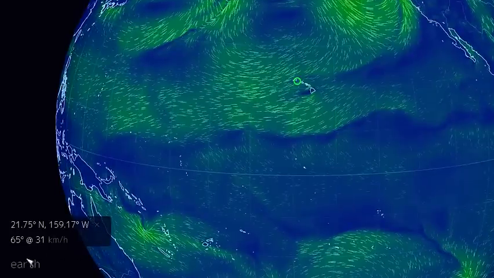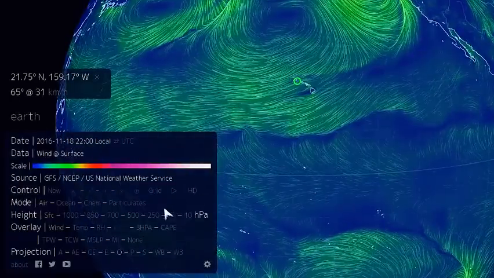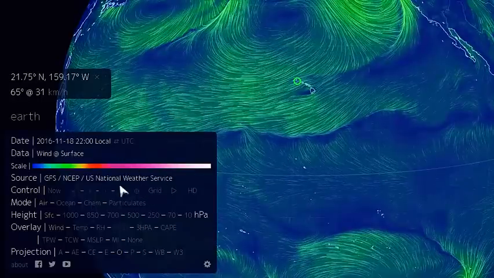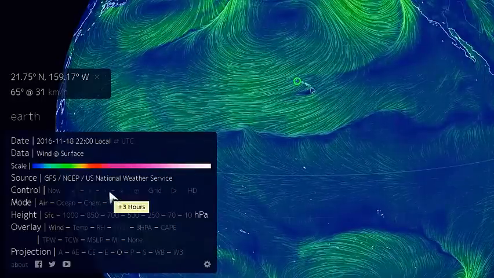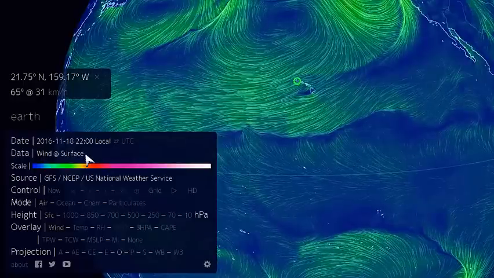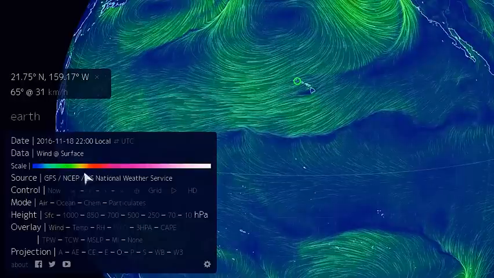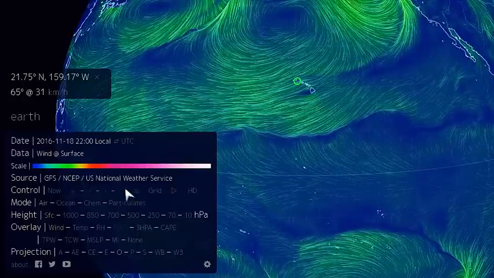So if you come over here and click on this panel, you get this nice menu that allows you to change the view, change the settings, and look at different data. Of course we have the date, which data we're looking at, the scale, where the data is coming from, and a nice control panel.